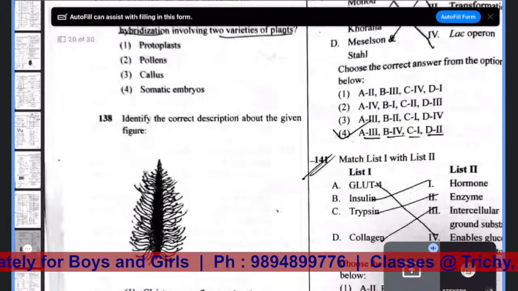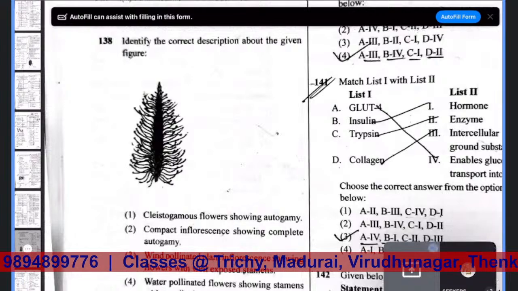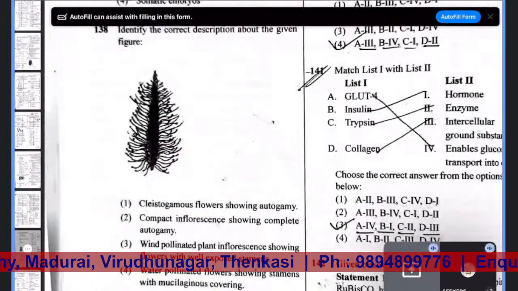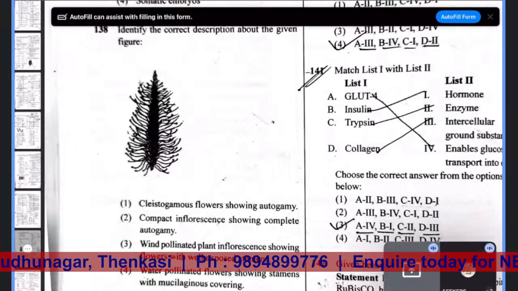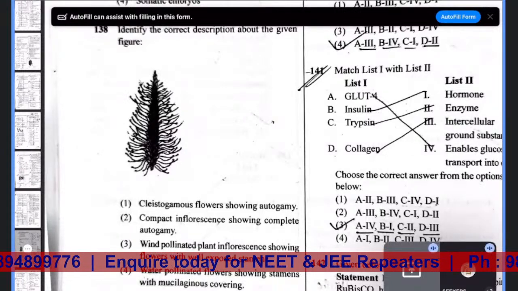Question number 138, identify the correct description about the given figure. For this question, it is actually a wind pollinated plant which is given in your NCERT book. So option 3 is the right answer. Wind pollinated plant, inflorescence showing flowers with well exposed stamens.